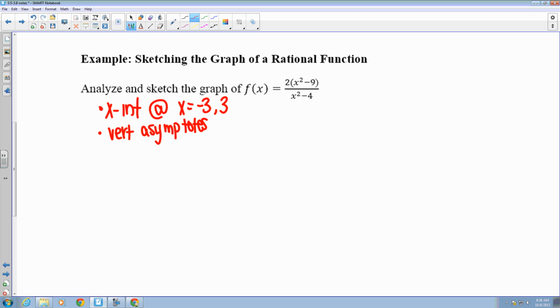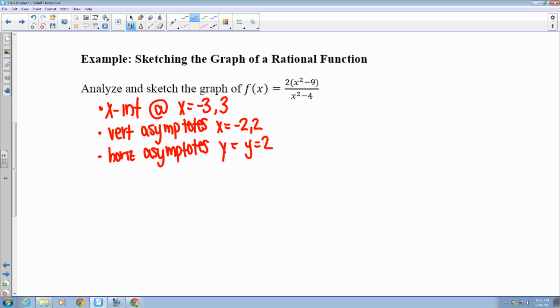Vertical asymptotes occur at -2 and 2, and the horizontal, that's looking at the top over the bottom when we have the exponents. So y equals 2, the only horizontal asymptote. We then need to find the derivative.